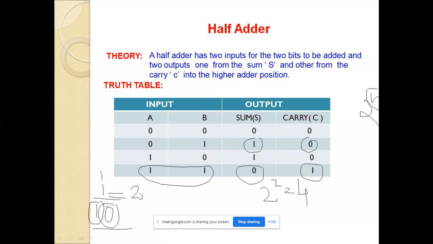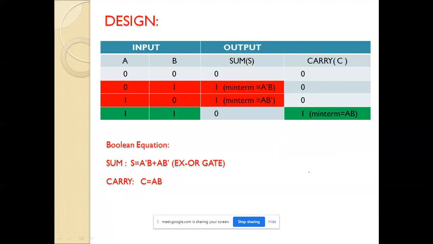However, as I told in the previous session also, in this subject we are going to perform with binary. So 1 plus 0 is nothing but 10. So we will write here 0 and here 1. Based upon this, the input and output we have to design.